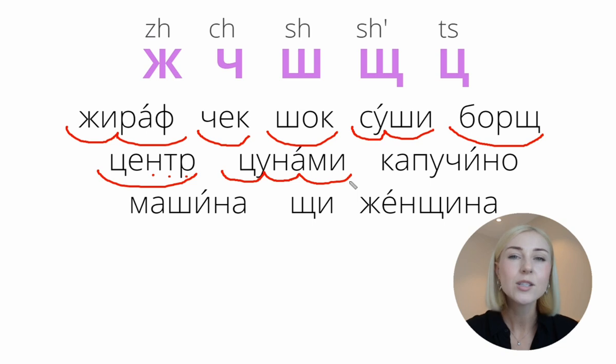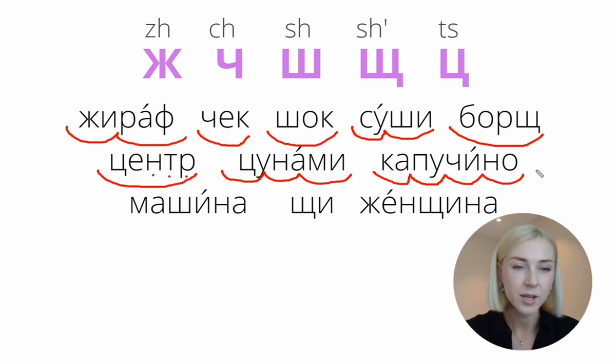Цунами. Хорошо. Here we have 4 syllables because we have 4 vowels. 1, 2, 3, 4. So the number of syllables equals the number of vowels. I told you that already. I want to remind you again and again. Cappuccino.